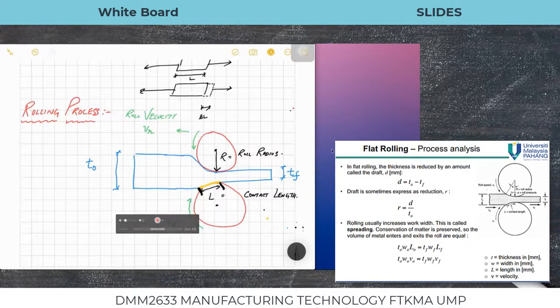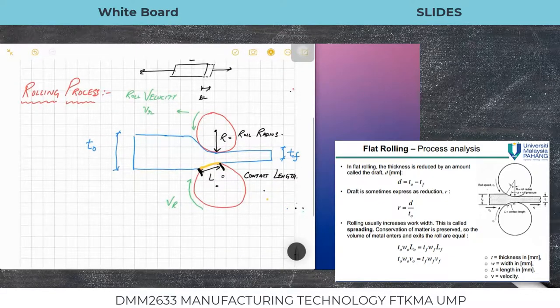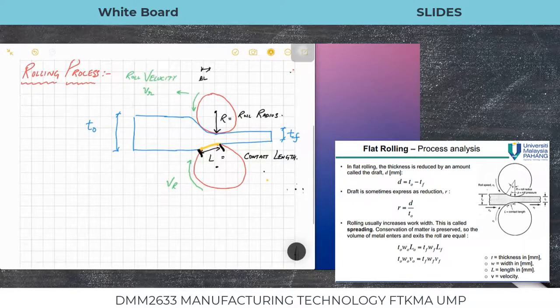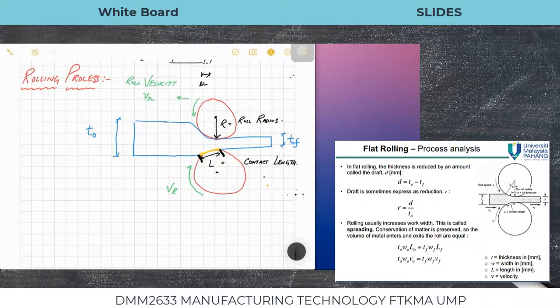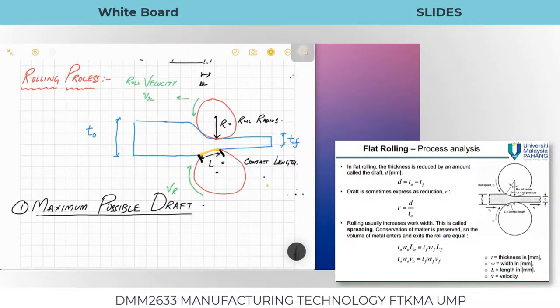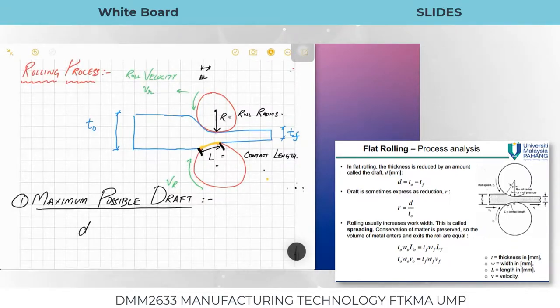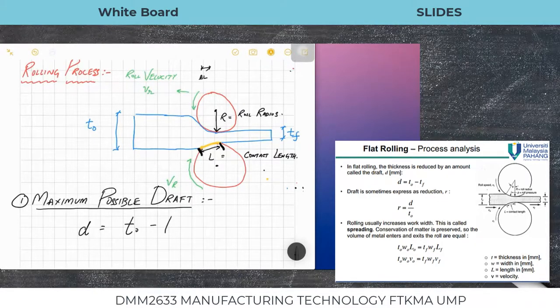So now that we have made the diagram, let's make some parameters. Parameter number one is called maximum possible draft. It is the difference between the initial thickness and the final thickness. Sorry, this is not max. This is only D. D is equal to initial thickness T naught minus final thickness TF.